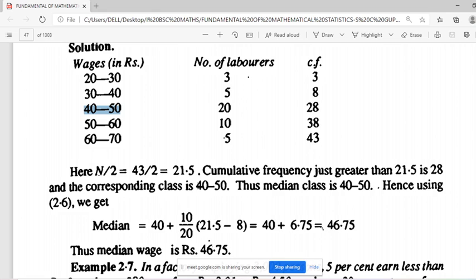So what is the median class? The median class is identified as 40 to 50, so the lower limit of the median class is 40. The class interval is 10, the frequency of that class is 20, and the cumulative frequency up to the median class is 8. We substitute all this information and obtain 46.7.